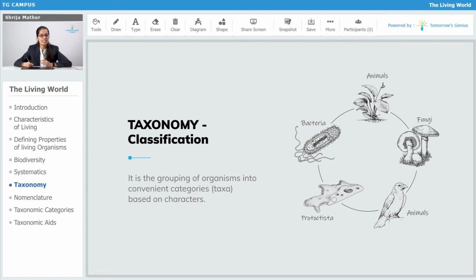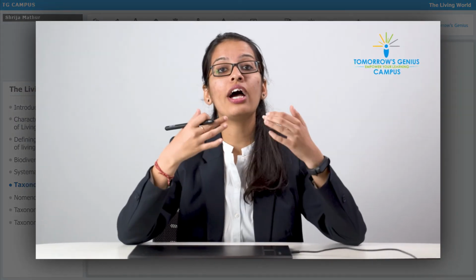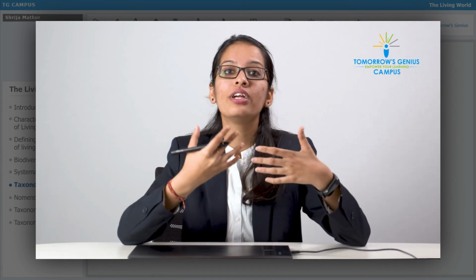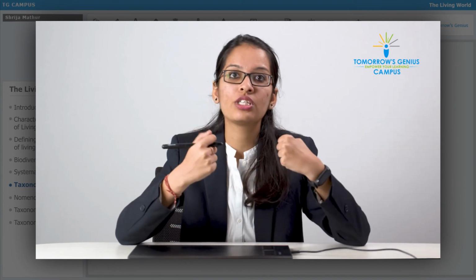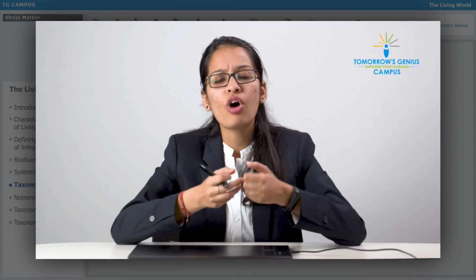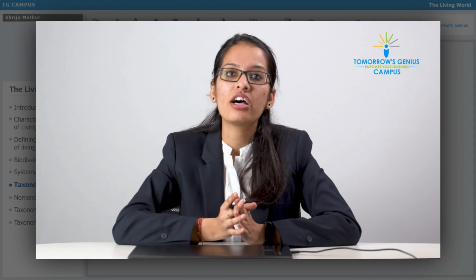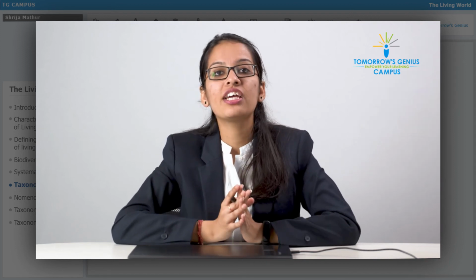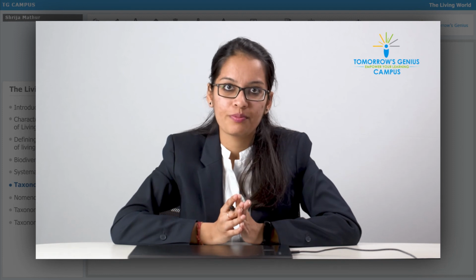And what is the need of classification? The need is to understand the organisms, their habitats, and all the features which they possess in a better way. If we are classifying anything, it is obvious that it is very easy for us to identify it and understand it. So classification is very important.